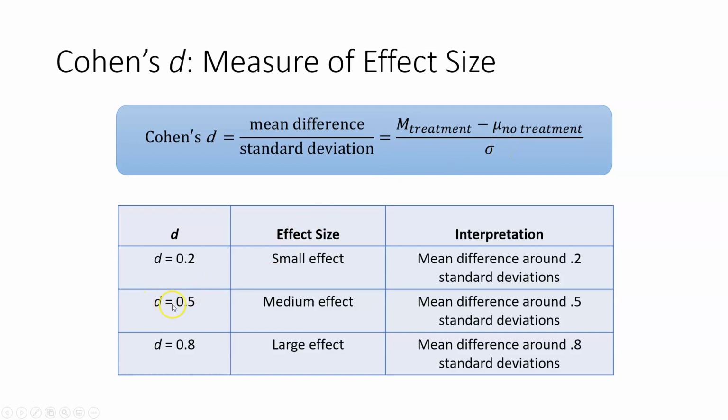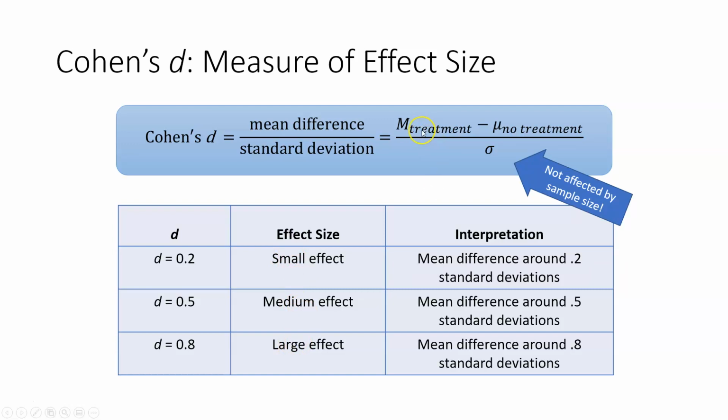If you have a d of 0.5, that means you have a difference between your treated folks and the rest of the population that's about 1/2 of a standard deviation, or about 0.5 standard deviations. And 0.8, again, it's about 0.8 standard deviations different between the folks who got the treatment and the folks who didn't. These here are indicated as small, medium, and large effects.